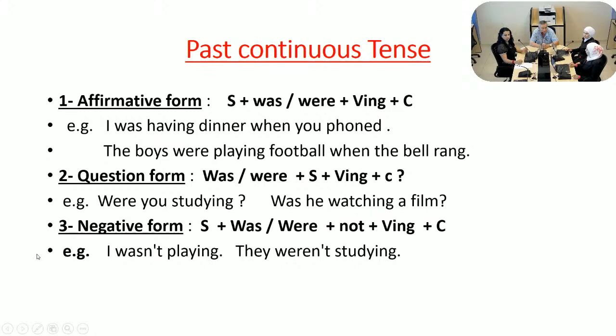The question form is to start with was or were, plus subject, plus verb ing. Were you studying? Was he watching a film? And the negative form is to add not to the auxiliary verb. I wasn't playing, they weren't studying. Next, the use.